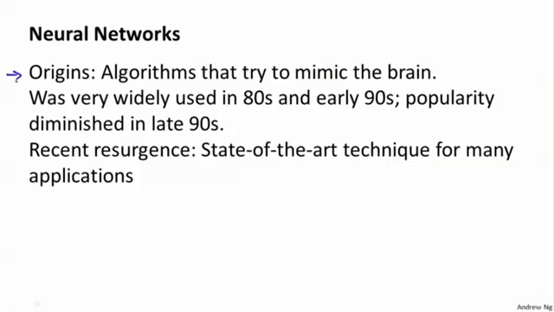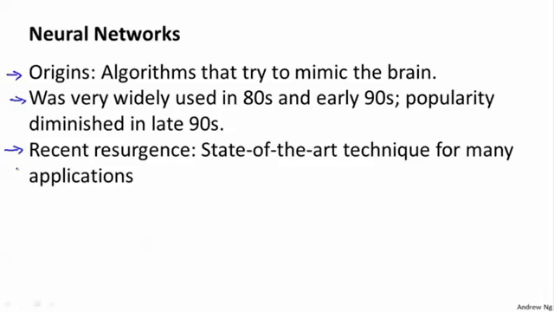The origins of neural networks was as algorithms that try to mimic the brain, and there was the sense that if we want to build learning systems, well, why not mimic perhaps the most amazing learning machine we know about, which is perhaps the brain. Neural networks came to be very widely used throughout the 1980s and 1990s, and for various reasons its popularity diminished in the late 90s. But more recently, neural networks have had a major resurgence.